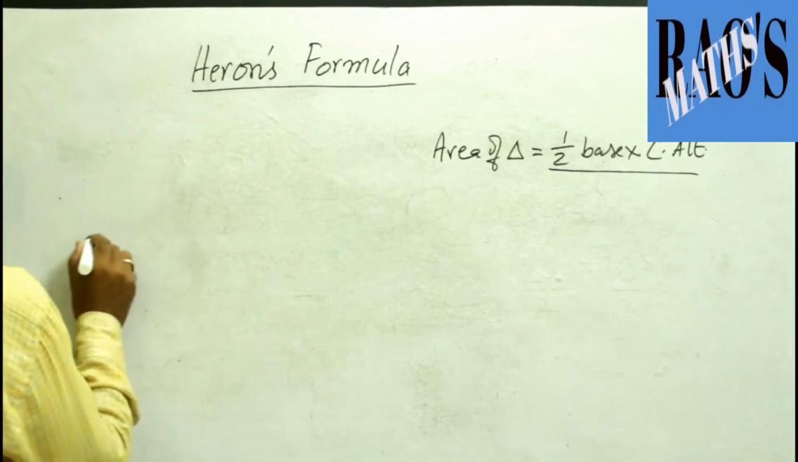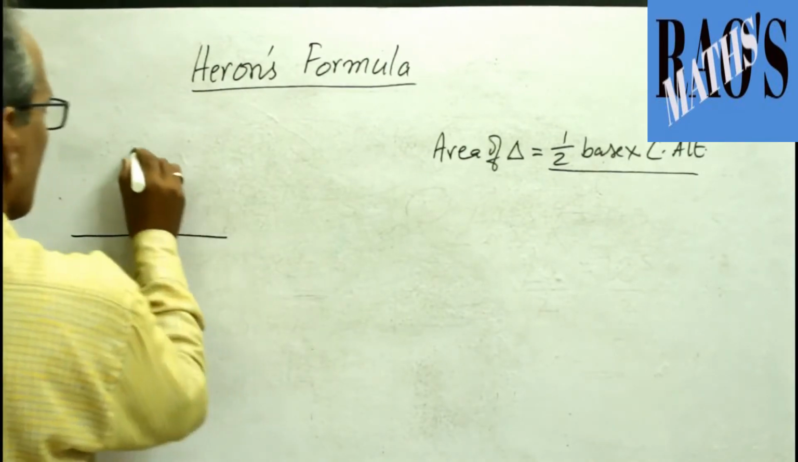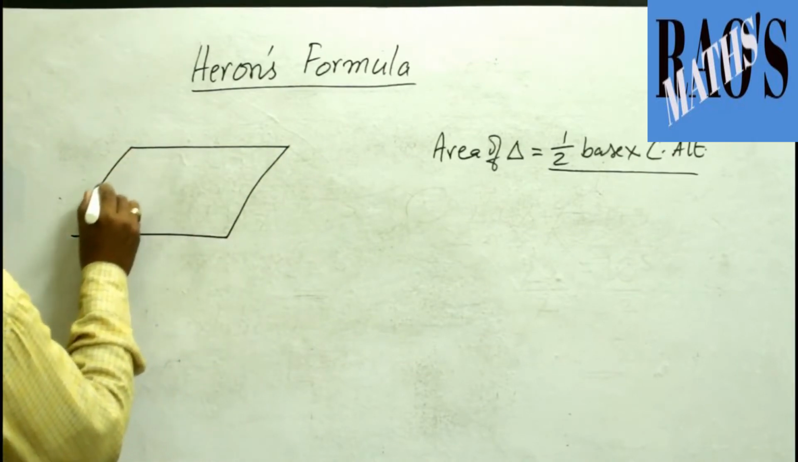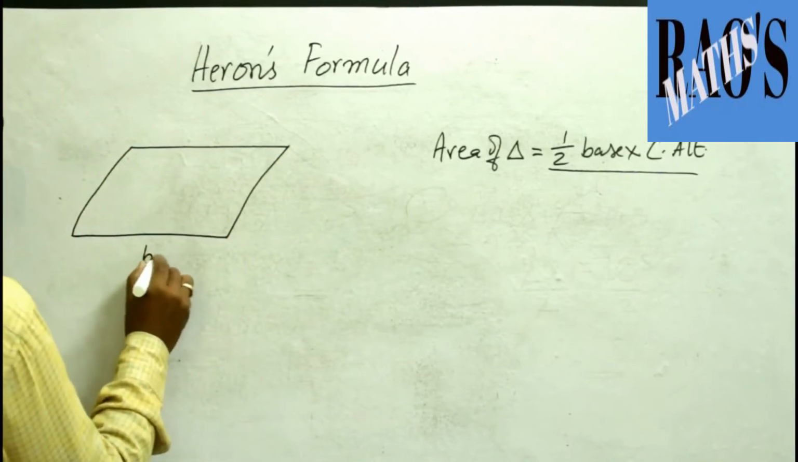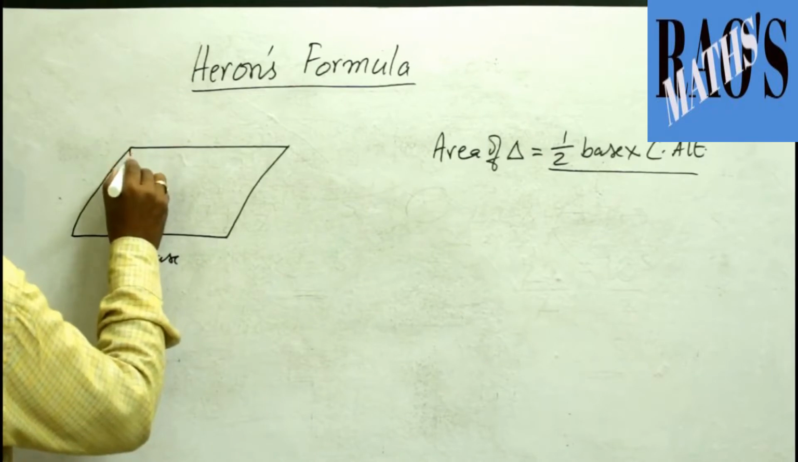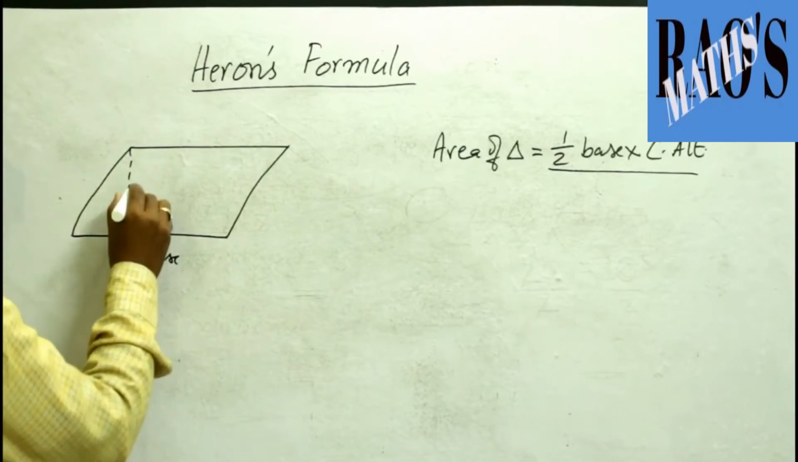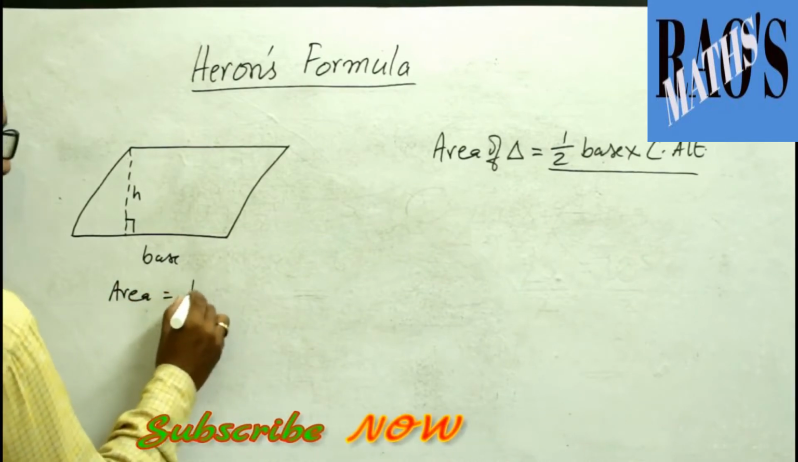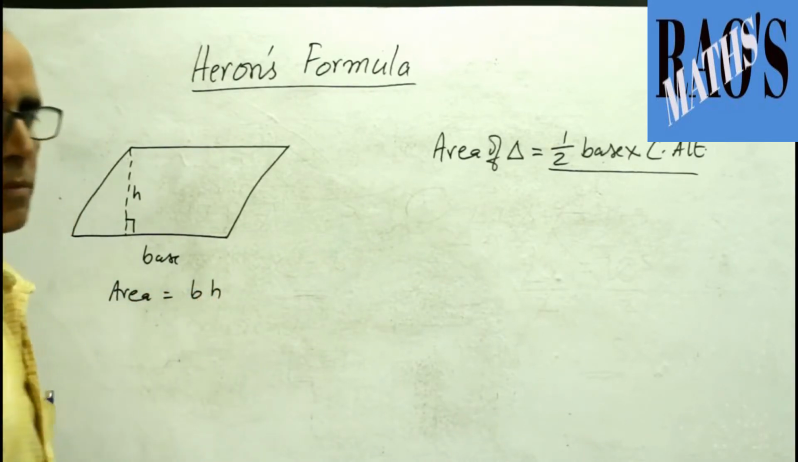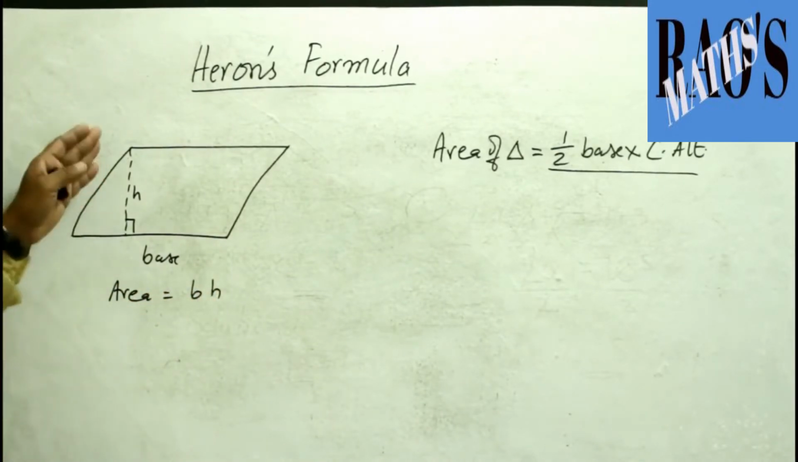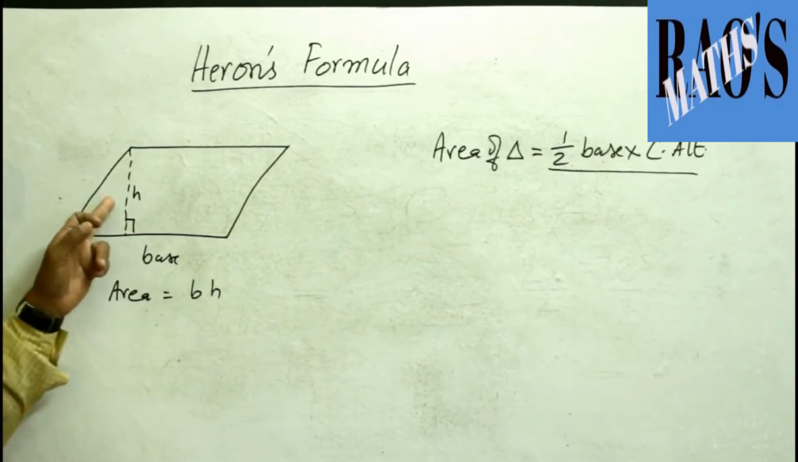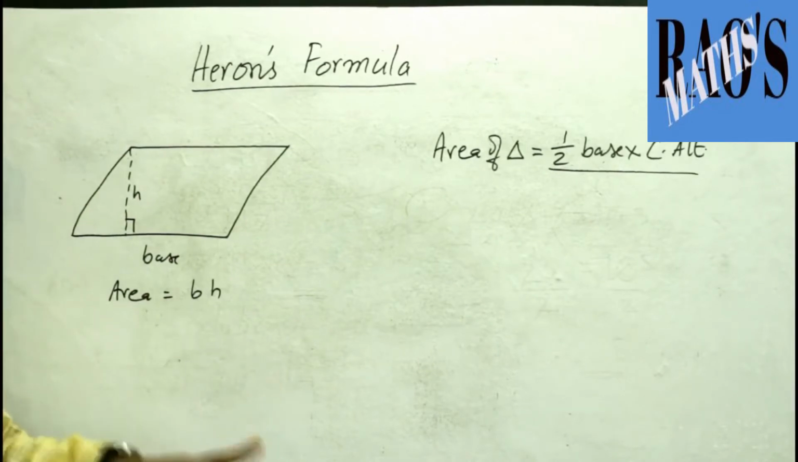Let's take a parallelogram. We know its area is base and its corresponding altitude h. So the area of this figure is BH in short. Altitude, of course, we call the height of the parallelogram or altitude of the parallelogram. Here the area of this parallelogram is BH.